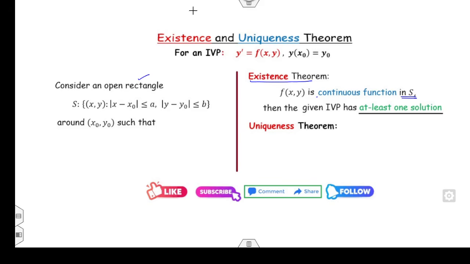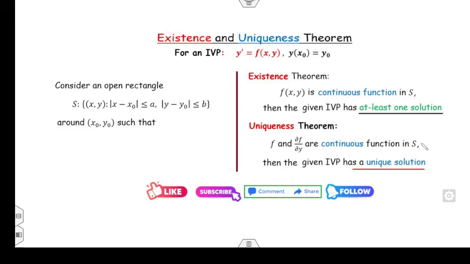Fine. और uniqueness कब होगा, whenever the function f and the partial derivative of f with respect to y both are continuous in the rectangle S, then you can say the initial value problem has the unique solution.